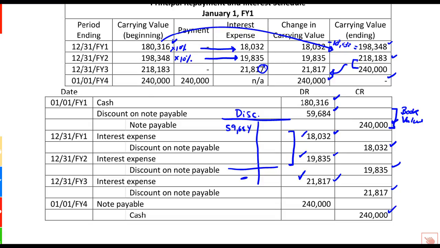So the other thing, so you know what your total interest expense is going to be. The amount you received was 183.16. The amount you pay is 240. The difference between those two is 59,684. So in this case, that was the interest expense.